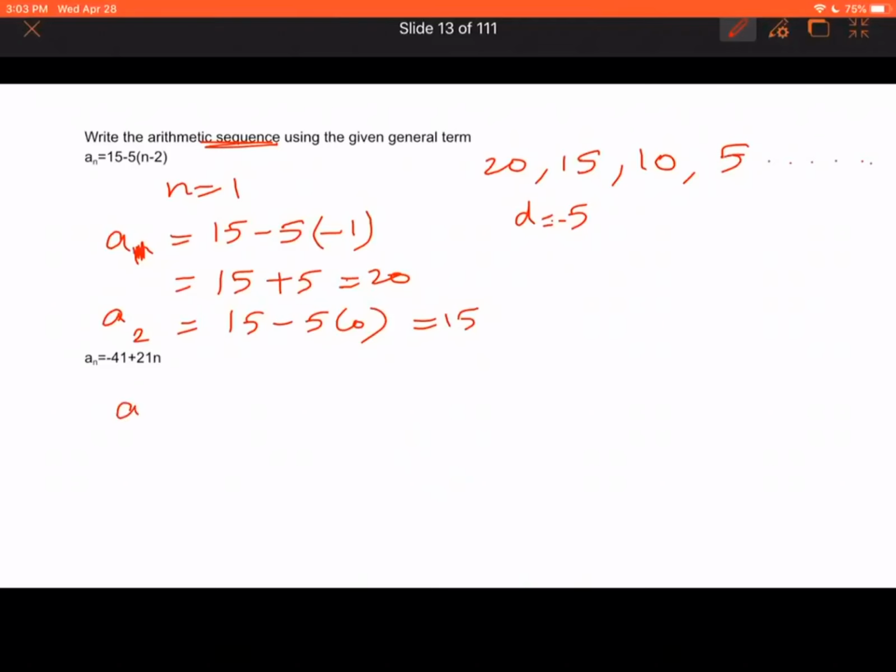The same thing. We just take n as 1. So what will happen? Minus 41 plus 21 into n, that is 21 into 1 is 21, which is equal to minus 20. Okay, for n equal to 2, it is minus 41 plus 21 into 2 is 42, right, which is going to be 1.